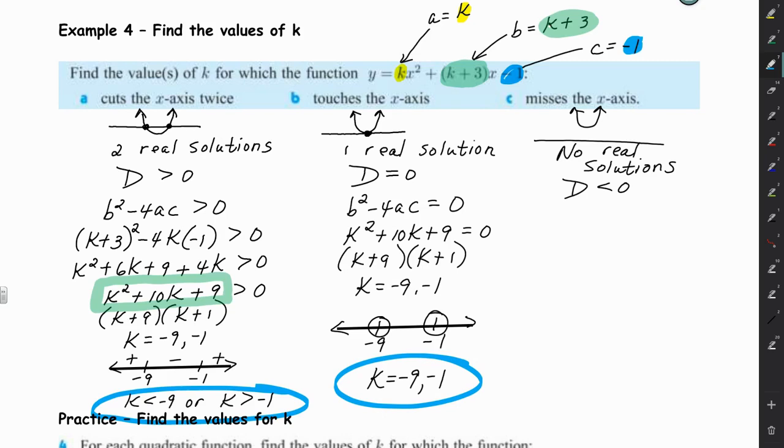All right, so moving on to the last one, we have no real solutions. The discriminant is less than 0. So we already know our factored quadratic is k plus 9 times k plus 1 is less than 0. Our values of k are the same, -9 and -1. Let's draw the sign diagram.